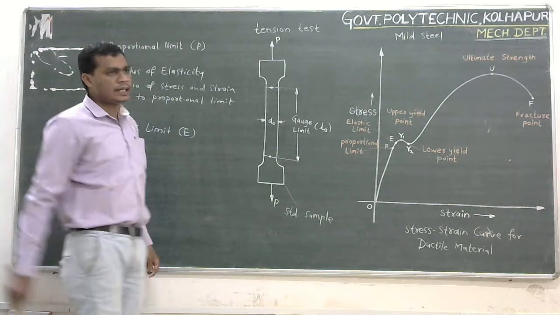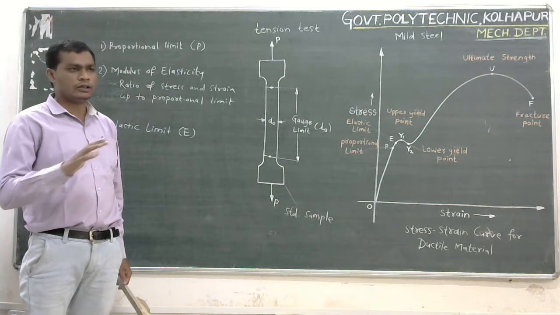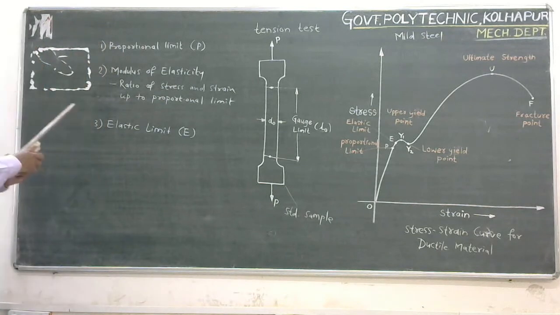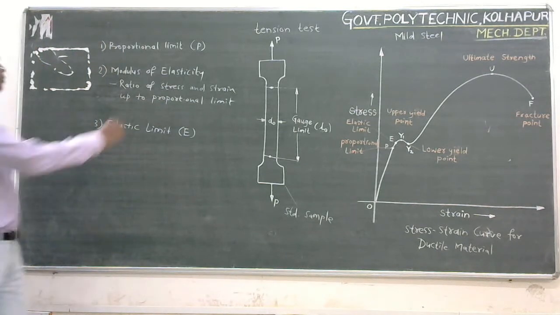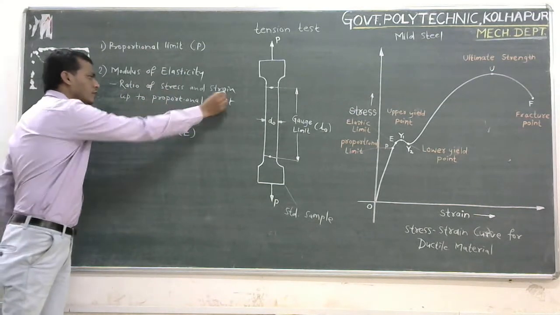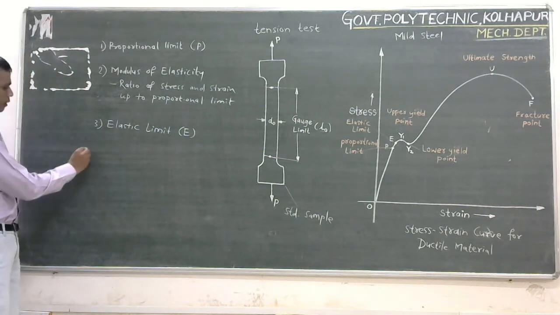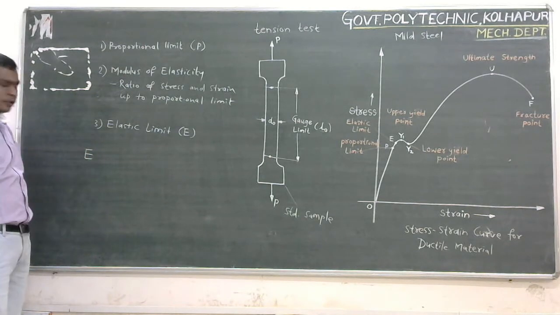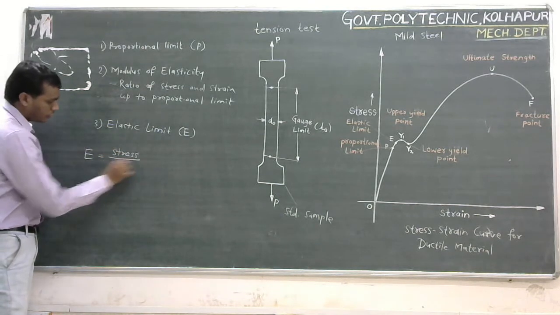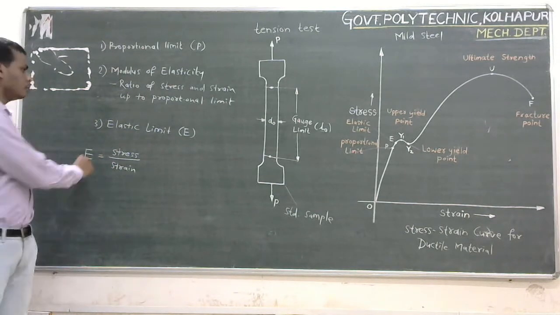So we can say that after point P, this relationship between stress and strain is not linear, or the stress strain curve deviates from the straight line path. There is one important concept at point P, that is modulus of elasticity. Modulus of elasticity is nothing but the ratio of stress and strain up to the point P, or proportional limit. We can write modulus of elasticity E is equal to stress upon strain, but this is only up to point P.